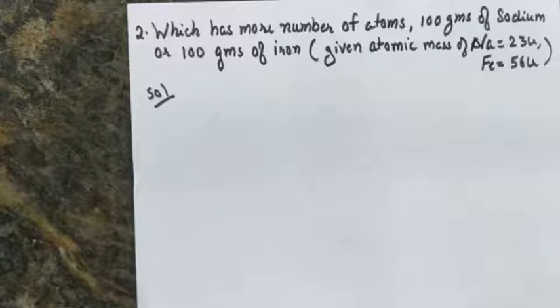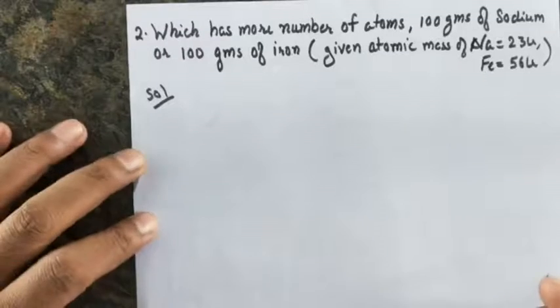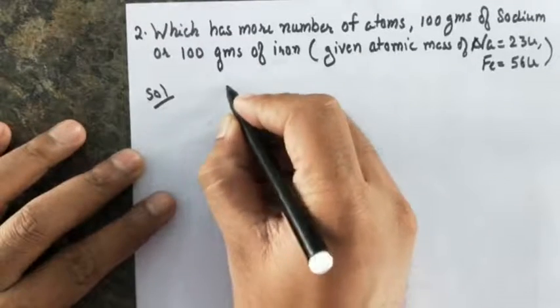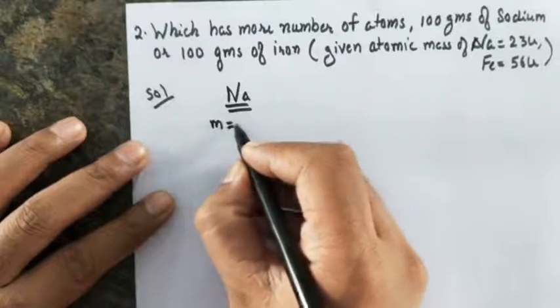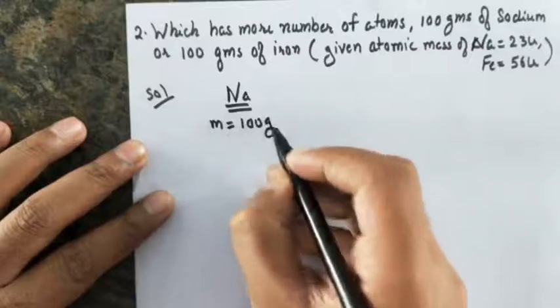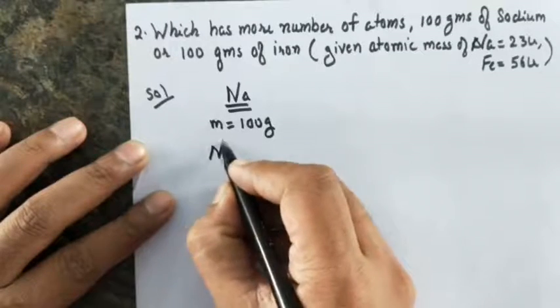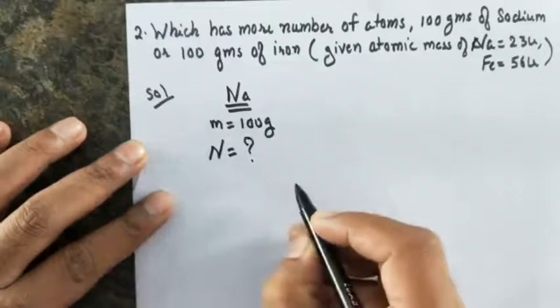Okay students, in this question we have to compare the number of atoms in 100 grams sodium and 100 grams iron. So we will first of all find the number of atoms in 100 grams of sodium and then 100 grams of iron, and then we will compare them. So case 1, that is for sodium atoms. It is given that mass of sodium is 100 grams and we have to find the number of atoms, that is capital N, for this case.